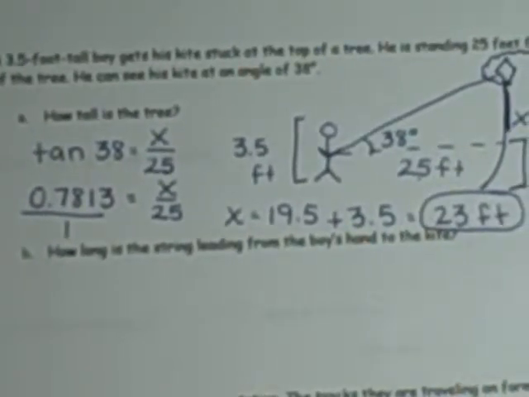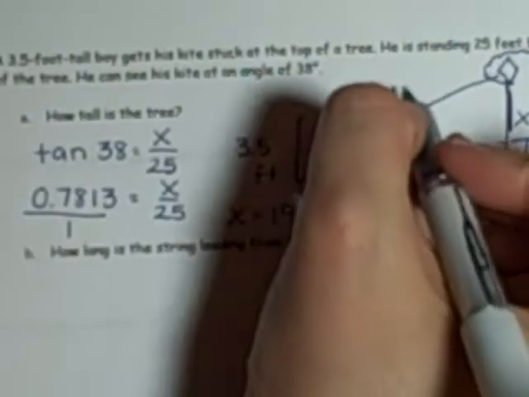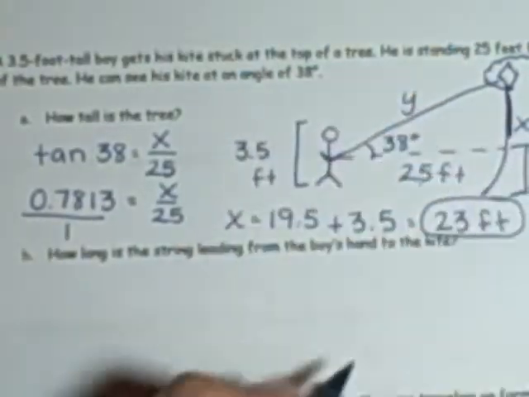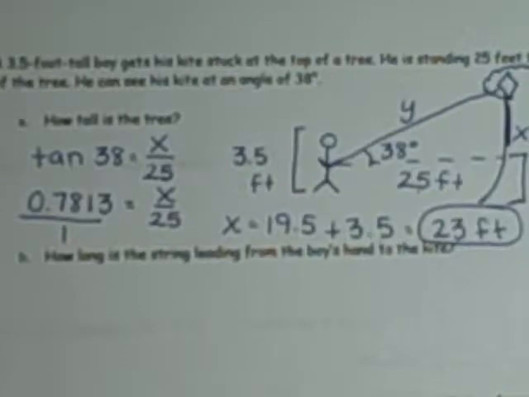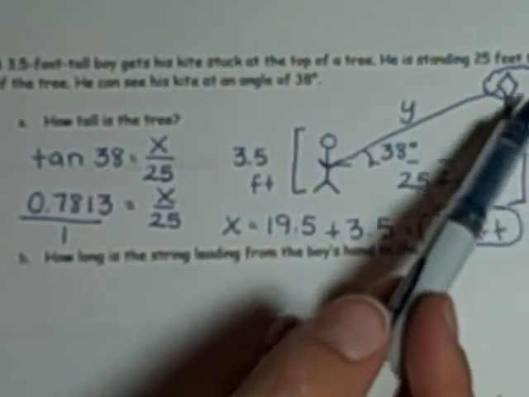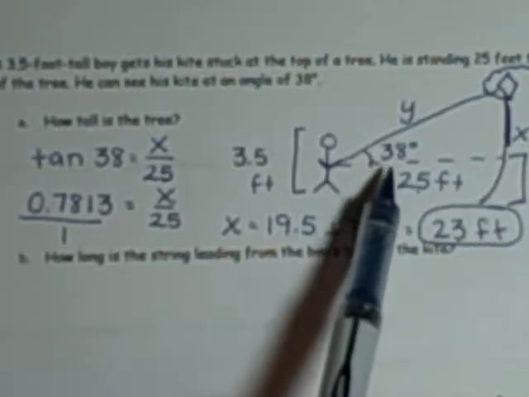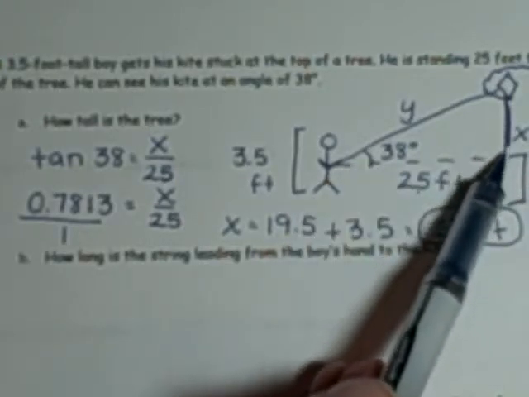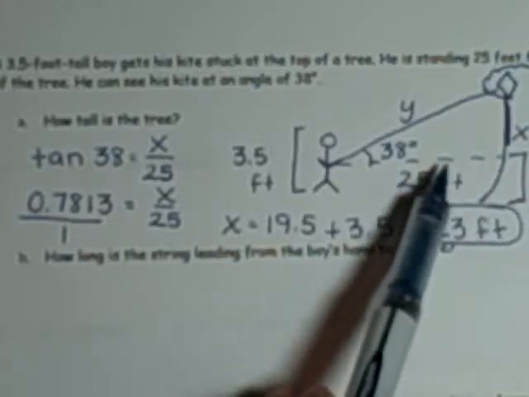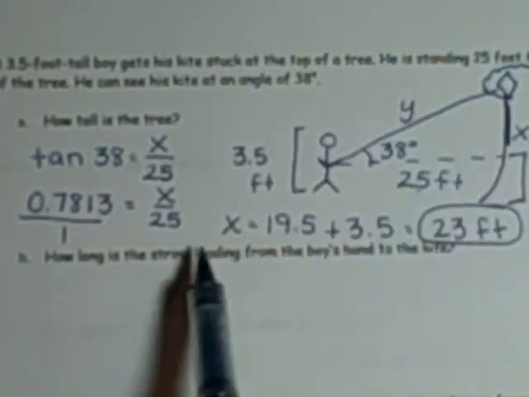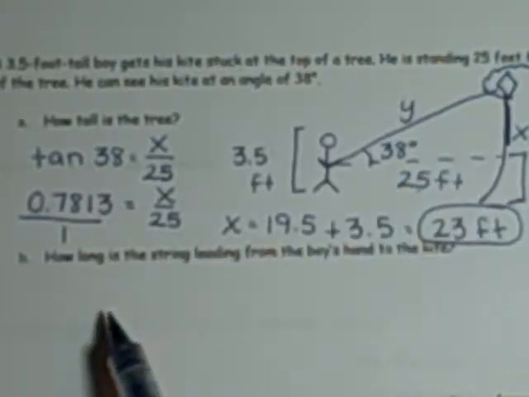Okay, question B wants to know how long is the string that leads to his hand? Well, that would be this side here, so I'm going to call this Y. And now here, you could use Pythagorean theorem if you wanted to. The only reason I would maybe not do that is it would involve using this x. So if you had made a mistake when you calculated that x, you're going to make a mistake in that letter b as well.